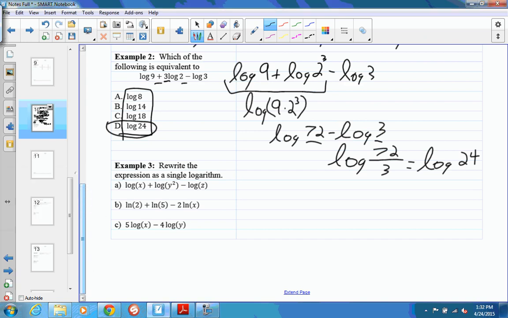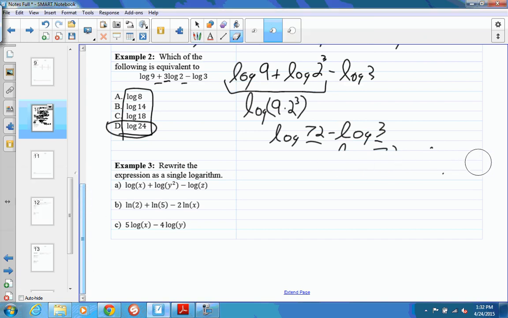So rewrite the expression as a single logarithm. I'm erasing this so I have a little more room. I have log of x plus log of y squared minus log of z. I don't even have numbers here, all variables. I see all three properties in there: the y squared for my power, and then a sum, or product, and a quotient. I could change that y squared to 2 log of y, but it's not going to make a difference, so I'm just going to leave it.